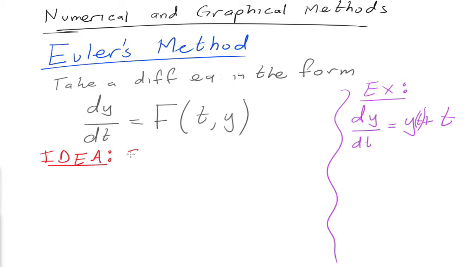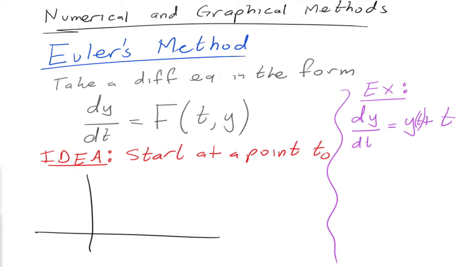We start at a point. Let's call it T naught. Whatever point, it really doesn't matter. I'm going to draw a little picture. Okay, so let's say at T naught, I am at Y naught, right there. Why not? Where else would I want to be?